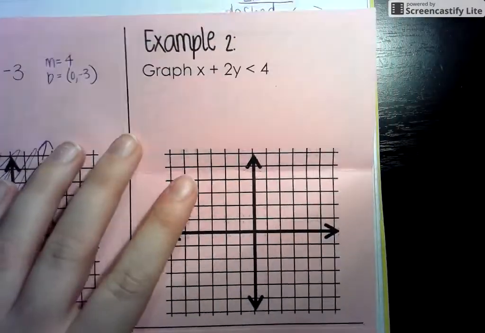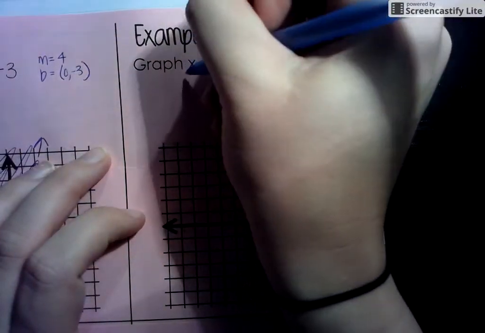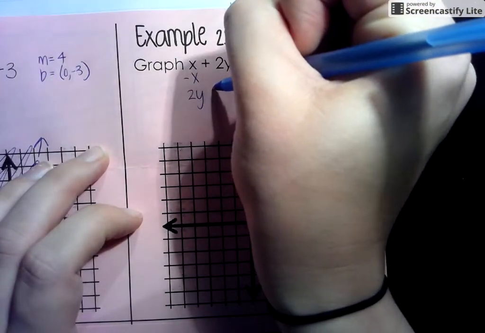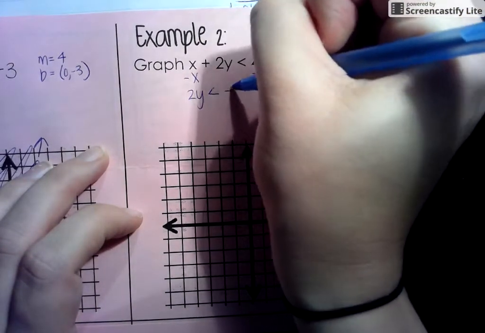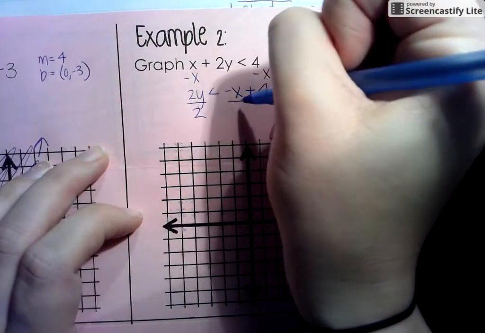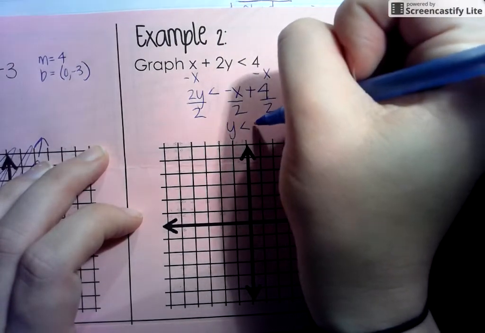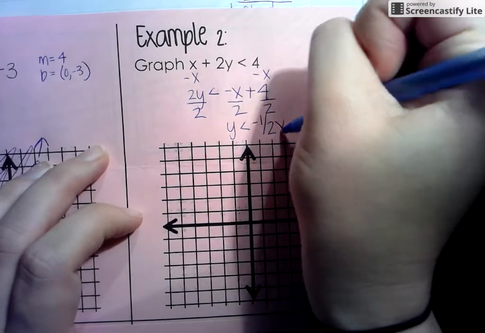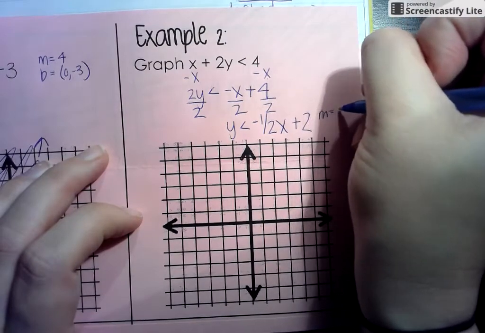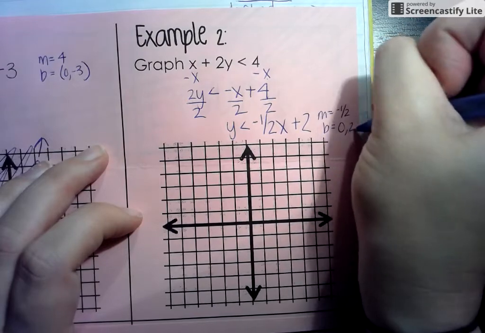Now, for the second example, you can see that it's in standard form, so we have to get y by itself before we can graph. So in this case, we're going to subtract x on both sides. So we have 2y is less than negative x plus 4. You're going to divide by 2 on both sides because we still have to get y by itself. So we have y is less than negative 1/2 x plus 2. So we're going to identify our slope, which is negative 1/2. We're going to identify our y-intercept, which is 0, 2.